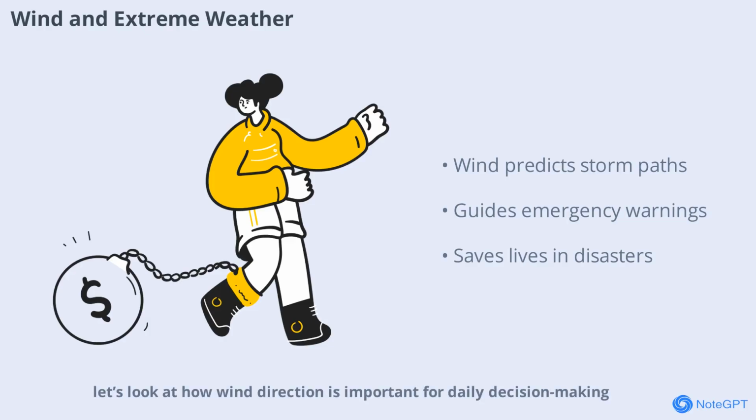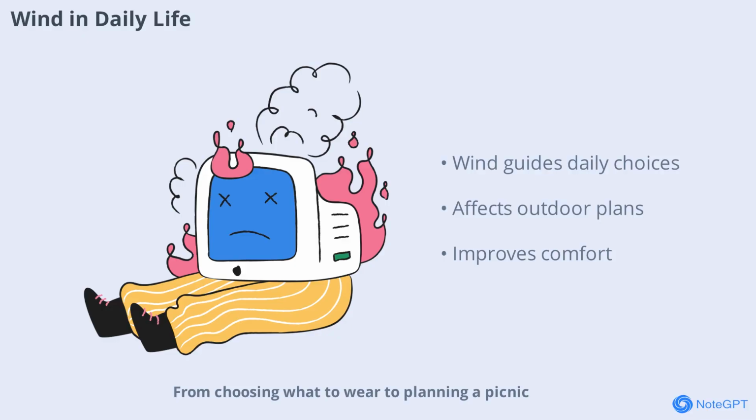Next, let's look at how wind direction is important for daily decision-making. From choosing what to wear to planning a picnic, wind direction influences many of our daily decisions. Checking the wind helps us prepare for changing weather, enjoy outdoor activities, and stay comfortable. Whether you're flying a kite or just taking a walk, knowing which way the wind is blowing makes a difference.